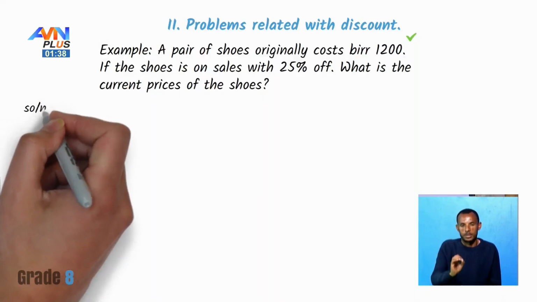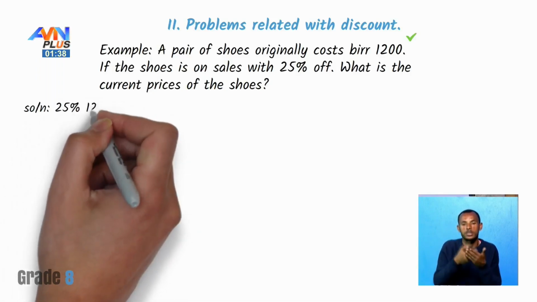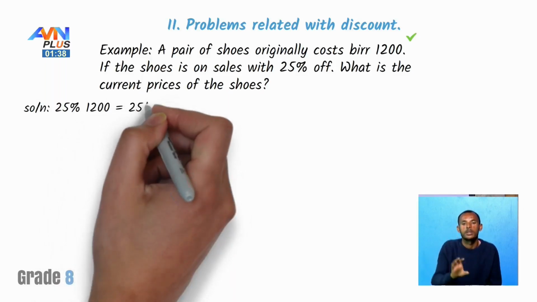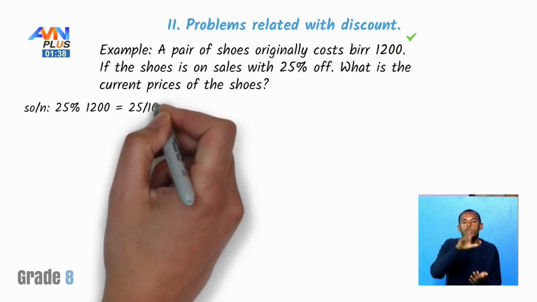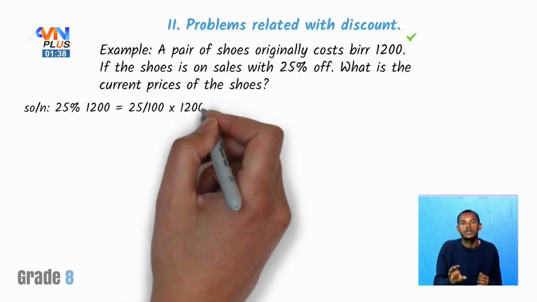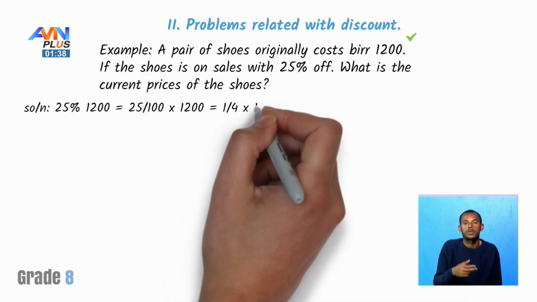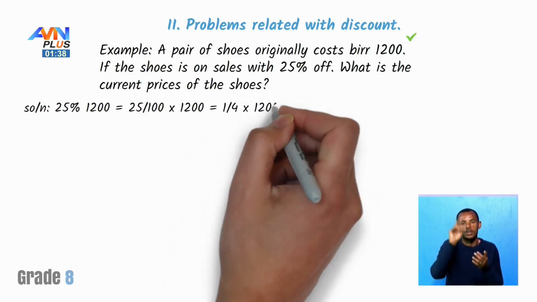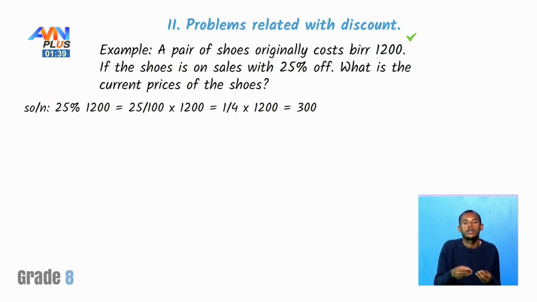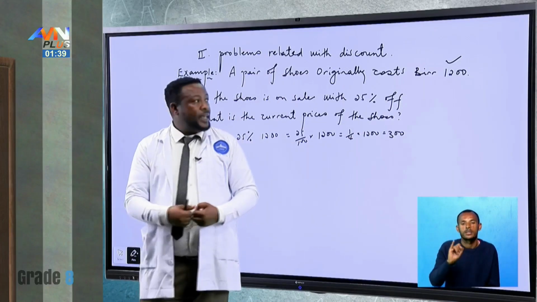25% of 1,200, right? You need to calculate this value first. So 25% means 25 over 100 times 1,200. You can simplify 25 over 100 to its least form, so this becomes 1 over 4. 1 over 4 times 1,200: multiply 1 by 1,200 and divide it by 4. This gives us 300. Now, this 300 is the discount.